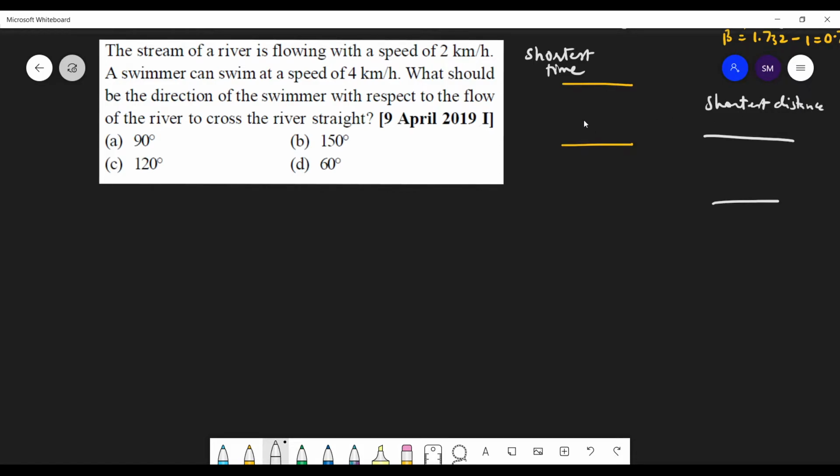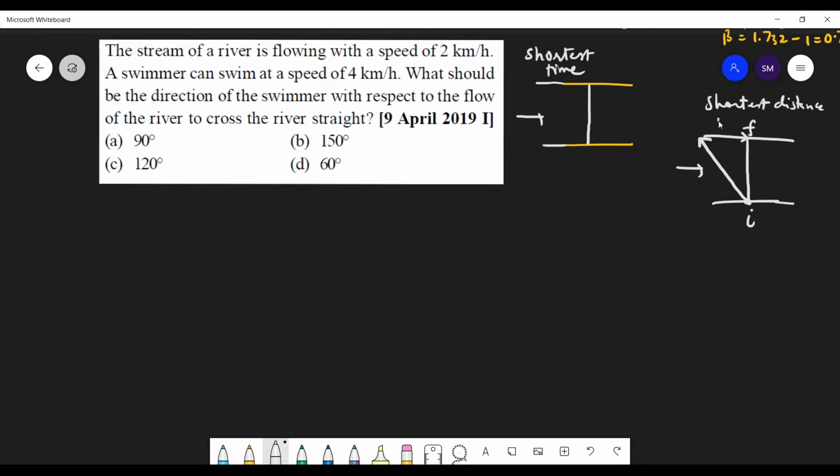So, one way is that if we want the distance to be shortest, means this is the shortest distance. Now, for the shortest distance, means if this is the initial position, this should be the final position. So how can it be possible if the river is flowing in this direction? Like in this case.